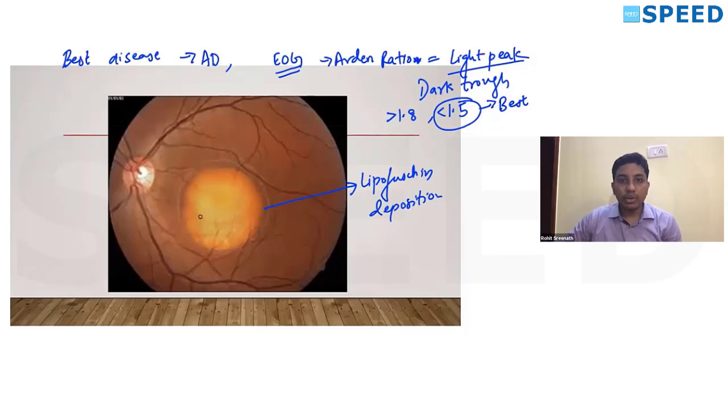Typically it is a vitelliform dystrophy which shows the characteristic egg yolk-like appearance. This appearance is also known as the egg yolk-like appearance. So remember, Arden's ratio is typically less than 1.5 in Best disease.